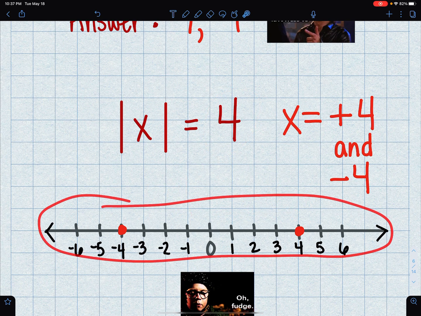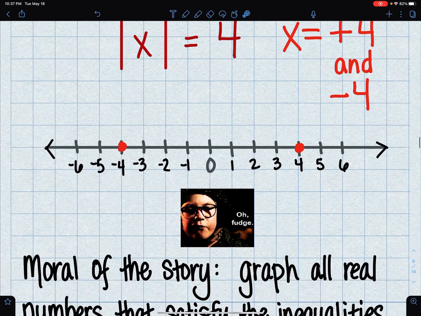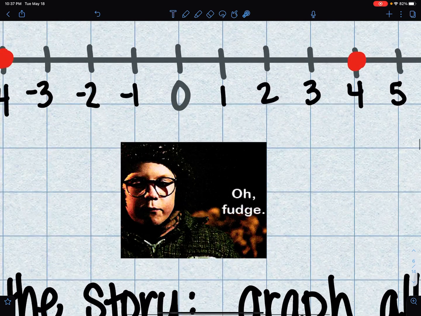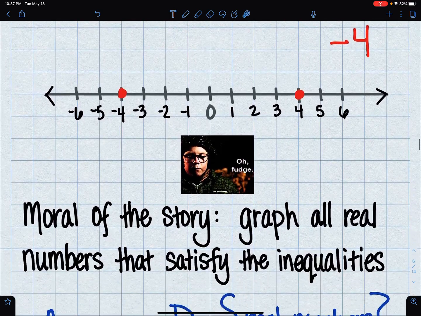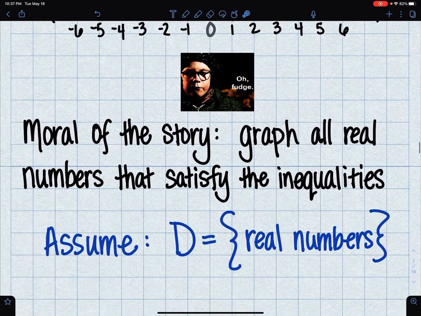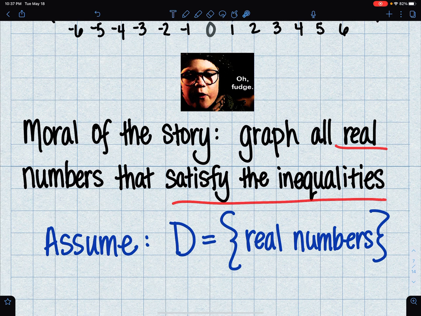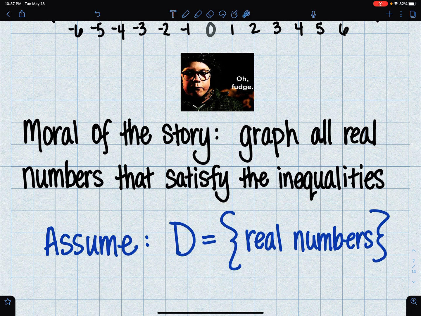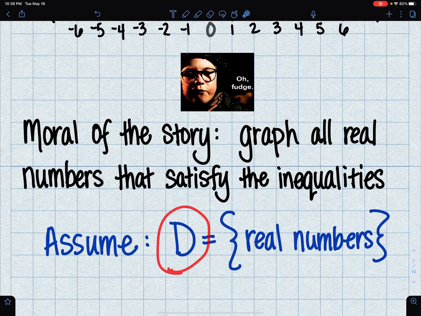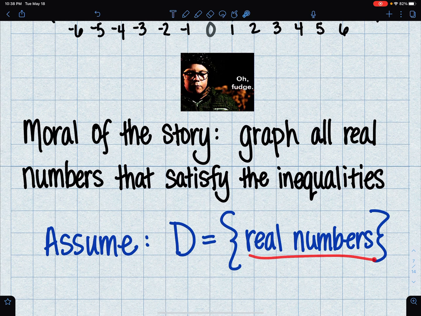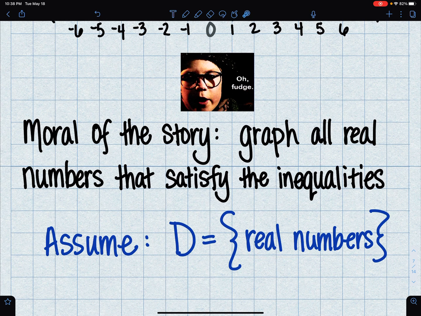And then guess what? It makes the point. You're going to have to graph every single answer. I know what you're thinking. Oh, fudge. But it's going to be fun. Moral of the story, graph all the real numbers that satisfy the inequalities. There's going to be inequalities here, and it's going to get really hard really fast, so you've got to pay attention. Assume that D, or the domain, is your set of all real numbers, and we're going to assume that for these examples.